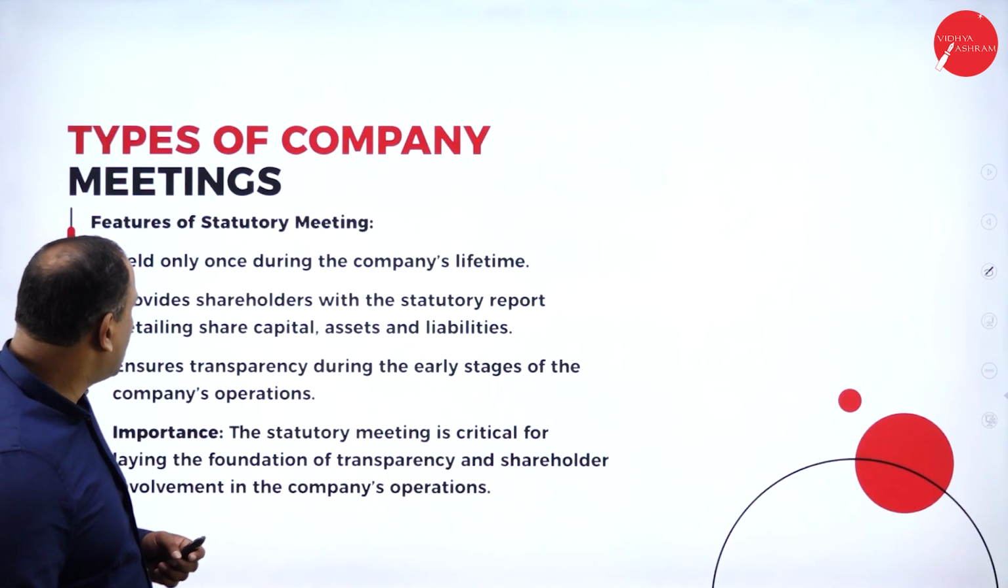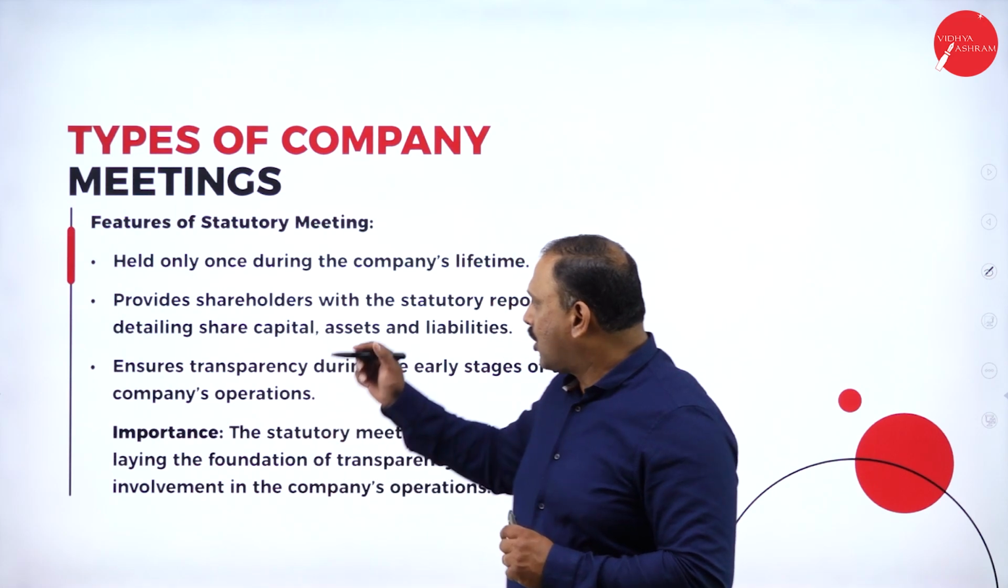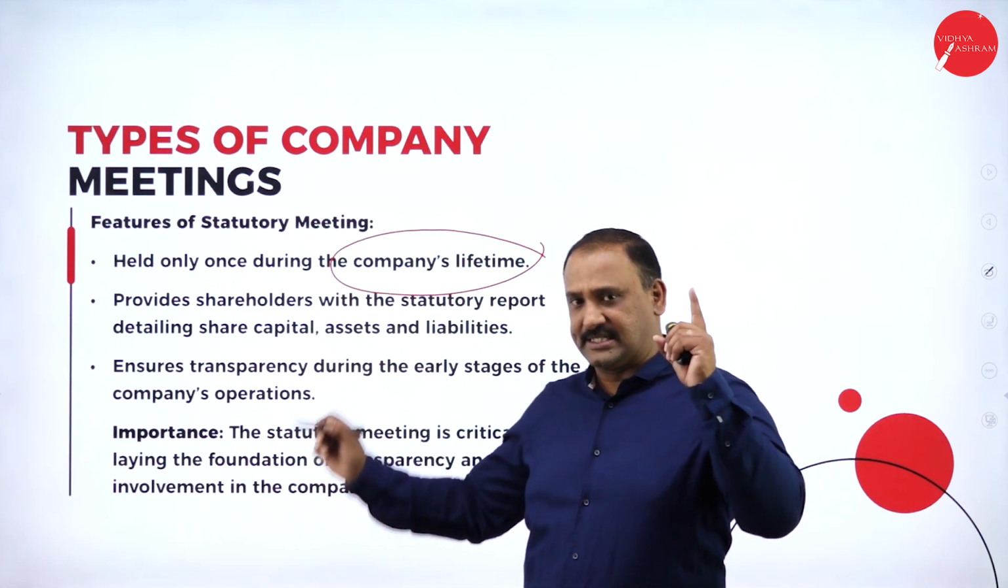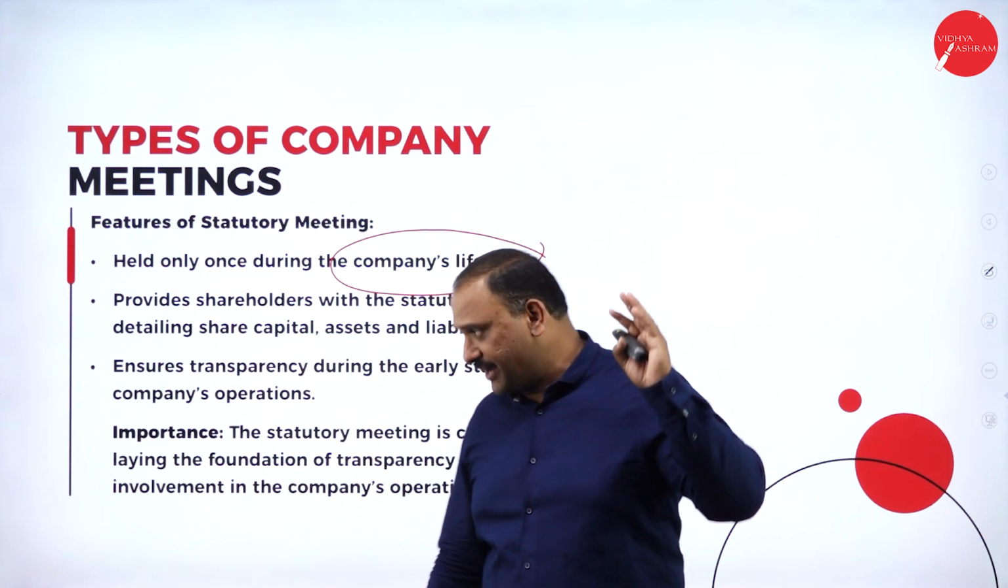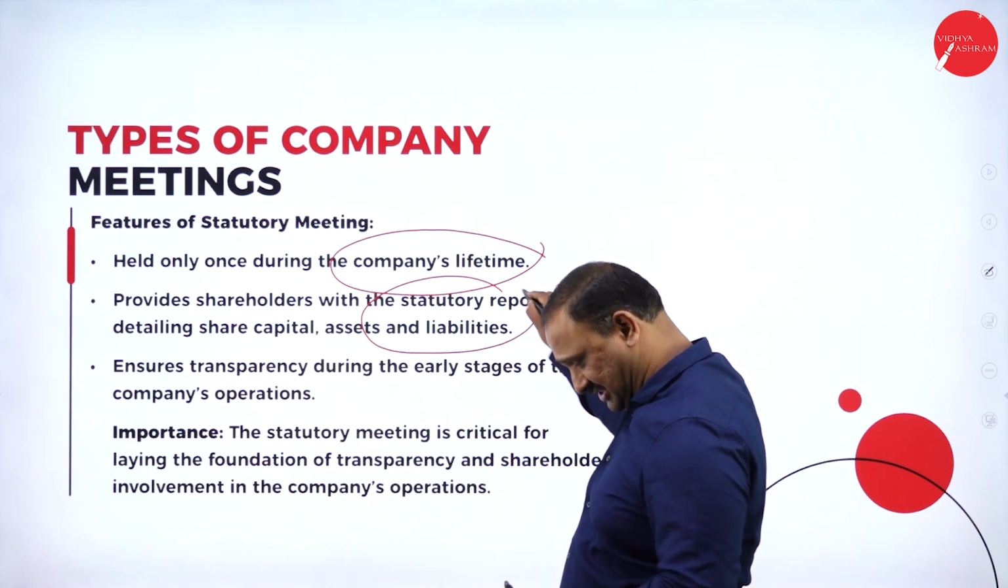The next one is the features of it. What we're going to talk about is that it's going to happen once in a company's lifetime. So only once. Now it's not going to be every year, every time. And then it provides the shareholders with a statutory report of capital, assets and liabilities.